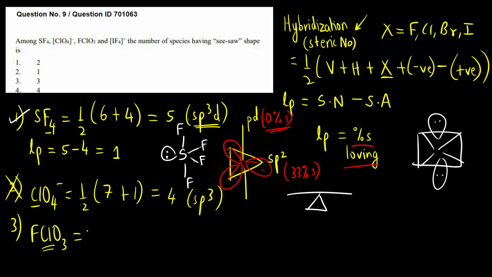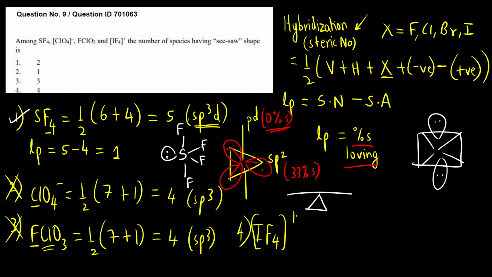Third one, FClO3. Here the chlorine is the central atom. 7 plus 1 halogen, so 8 divided by 2 is 4. This is also sp3, and this will also be tetrahedral. So this is incorrect.